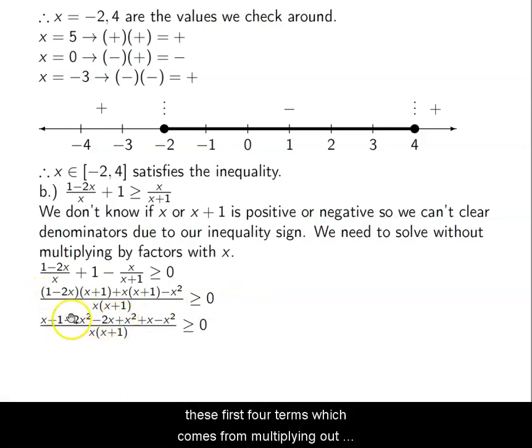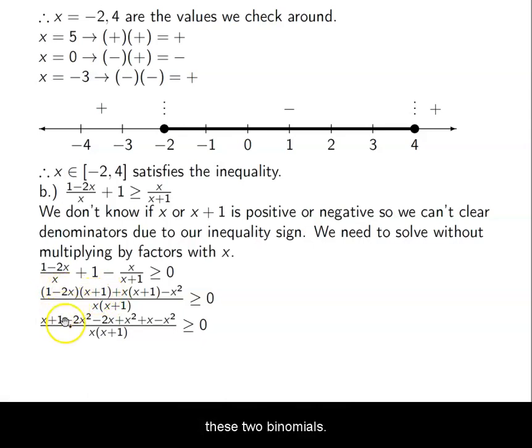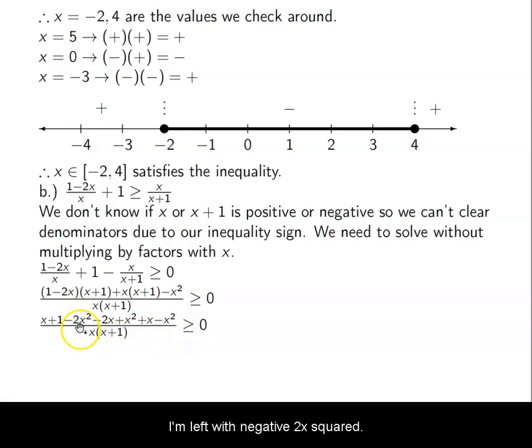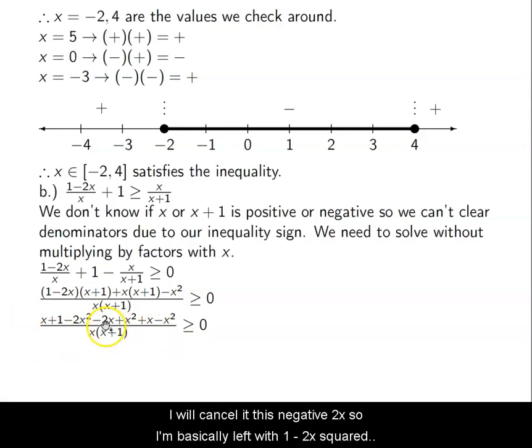So I have these first four terms, which come from multiplying out these two binomials, okay? Here I have my x squared plus x, and then my negative x squared, right? So from here, I'm going to combine like terms. I have an x squared minus x squared, so that cancels, and I'm left with negative 2x squared, okay? I have an x plus an x, that will cancel with this negative 2x. So I'm basically left with 1 minus 2x squared on top, okay?